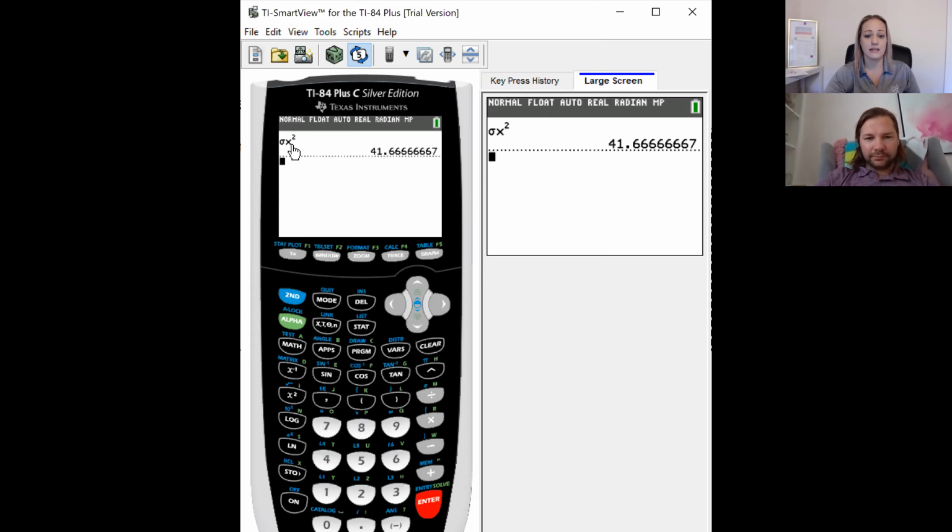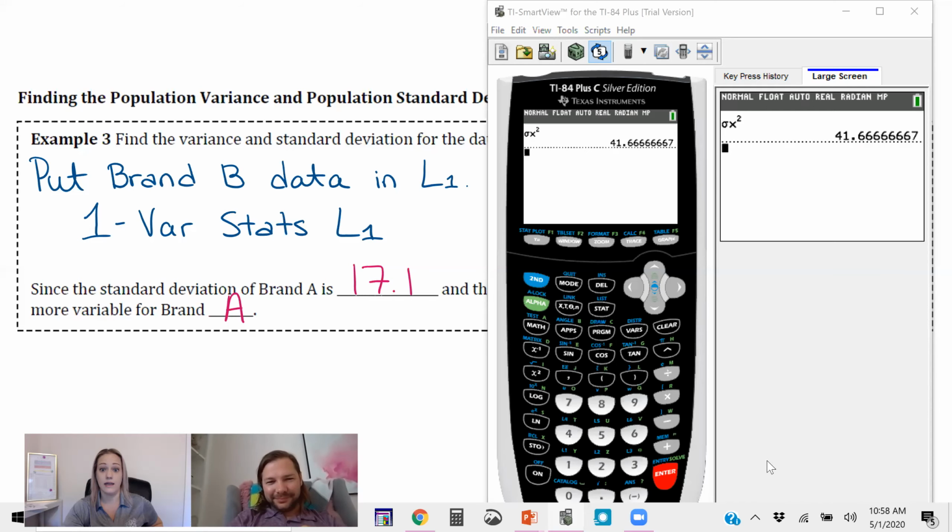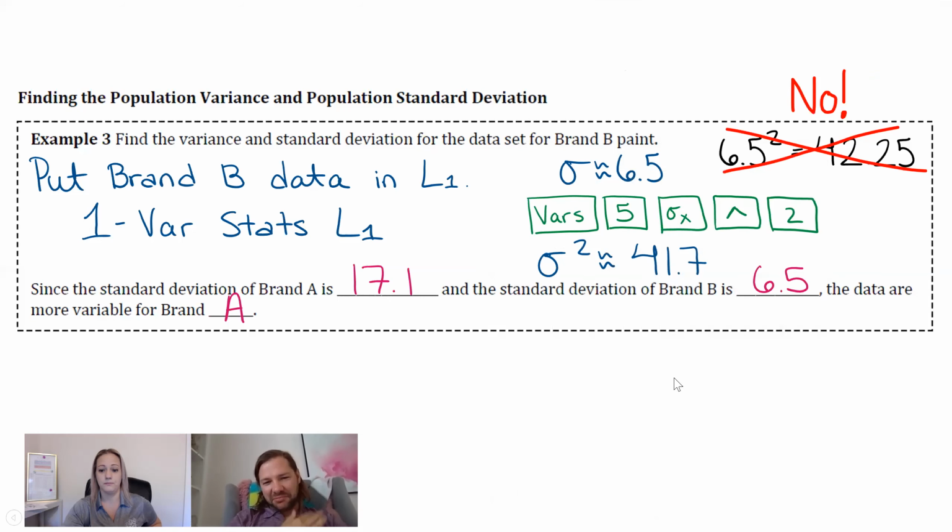Okay, so by doing it this way, you're squaring the exact sigma value, which means you're going to get the exact answer for sigma squared. So that's where I'm getting the 41.7 when you round to the first decimal place there. And that is quite a bit different than 42.25, right? Yeah, that is a significant difference. It's more than 1% difference. So yeah, you would definitely get that marked wrong. And of course, just in general, you want to try to be as accurate as possible.